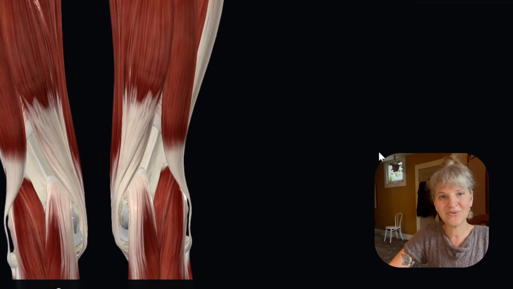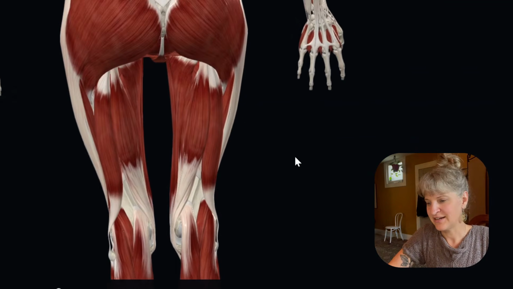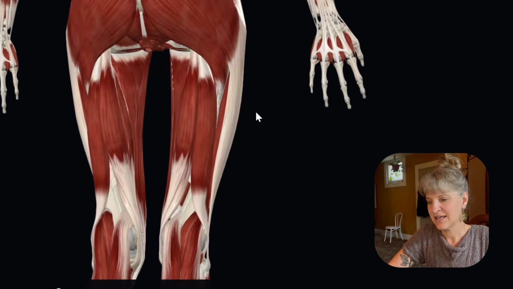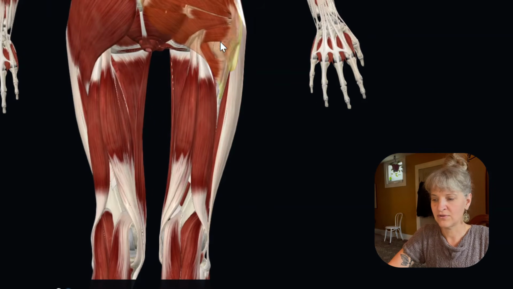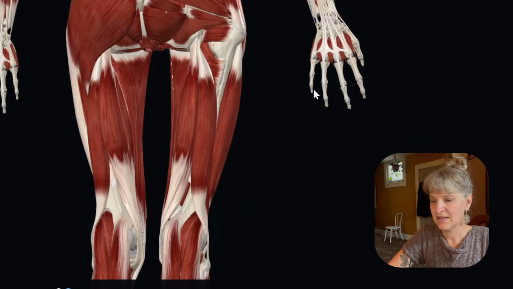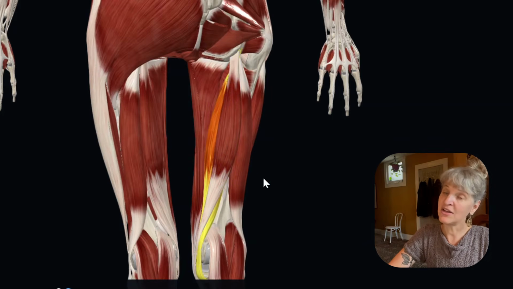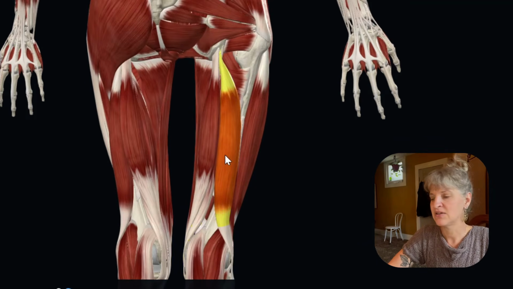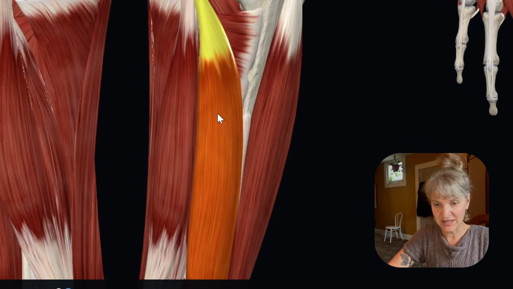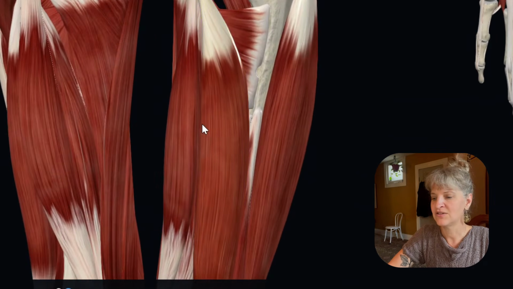Hamstrings, we're going around to the posterior side of the leg. And so hamstrings consist of three different muscles. We have the biceps femoris, and we have the semimembranosus and semitendinosus. So biceps femoris means it's got two heads, right? Biceps. So femoris is that leg muscle, two heads.